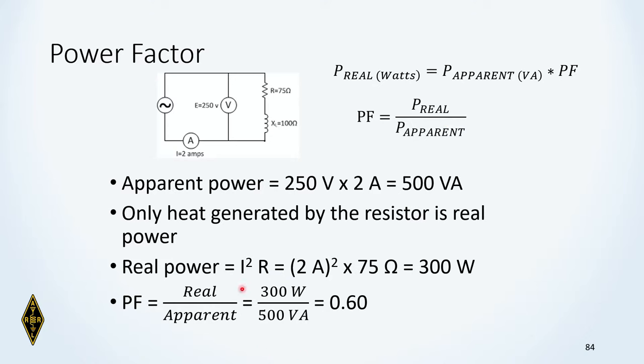So the real power, this goes back to previous stuff, is I squared R: 2 amps times 75 ohms, 300 watts. 300 watts divided by 500 VA gives us a power factor of 0.6. This just helps illustrate what's going on here, and it's all due to the phase angles and the reactive components. You won't have to reproduce this in a pool question. Just giving you some background.